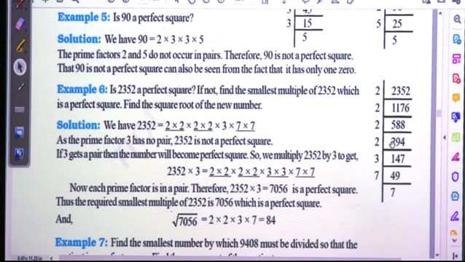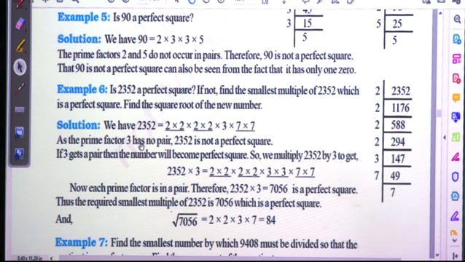Okay. Now, how many times are the factors occurring? 2 is occurring 1, 2, 3, 4 times, which means 2 pairs. 3 is only once, not forming a pair. 7 is 2 times, it is forming a pair. Here you can see we have 2352 equals 2 into 2 into 2 into 2 into 3 into 7 into 7.